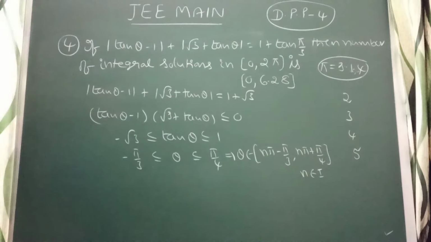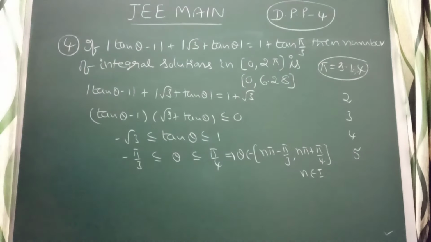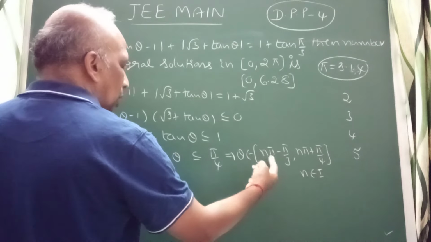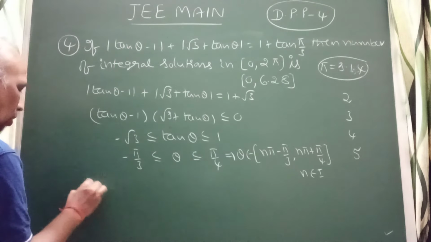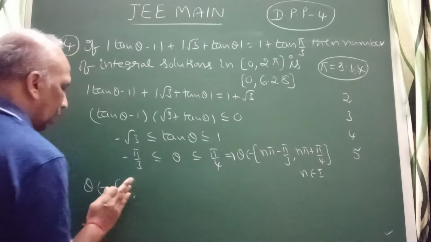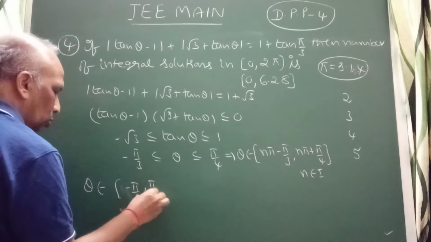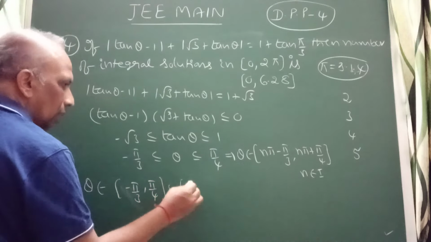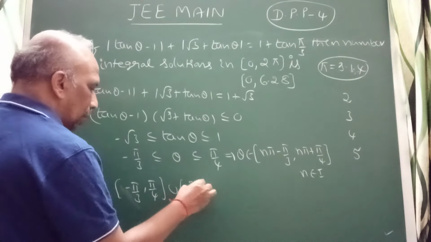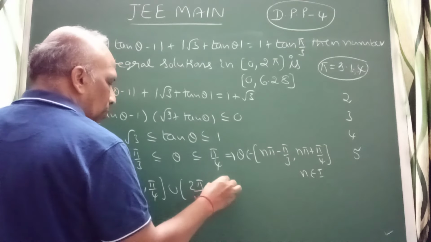Now you should be careful here. They are asking 0 to 6.28. So if we consider these values, if we take n equal to 0, then theta belongs to minus pi by 3 to pi by 4, union. If n is equal to 1, pi minus pi by 3 is 2 pi by 3, and pi plus pi by 4 is 5 pi by 4, union.